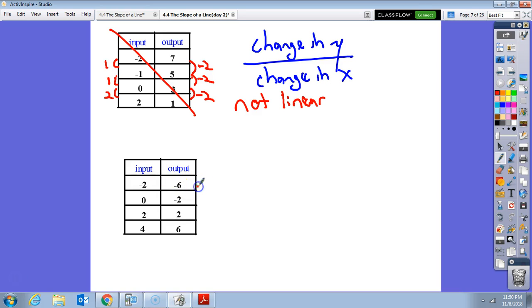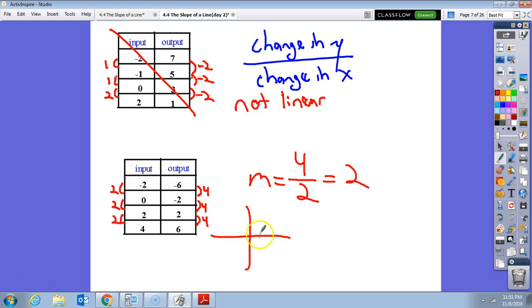So take a look at this example. This is going up 4 over 2. Up 4 over 2. That means my slope would have to be up 4 over 2. What's 4 divided by 2? 2. If you were to actually graph this one, and I'm going to go here, 0, -2 would be about here. And then I went over here to 2, 2 would be about here.